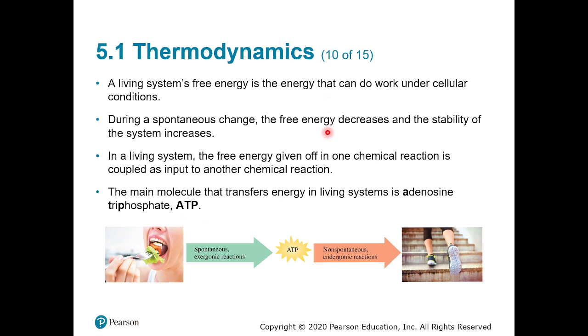So a living system's free energy is going to be the energy that can do work under cellular conditions. During a spontaneous change, the free energy decreases and the stability of the system will then increase. In a living system, the free energy given off in one chemical reaction is going to be coupled as input to another chemical reaction, and so we always end up with reaction pathways. Okay? And typically they end up in cycles, because you always have to couple reactions with another reaction.